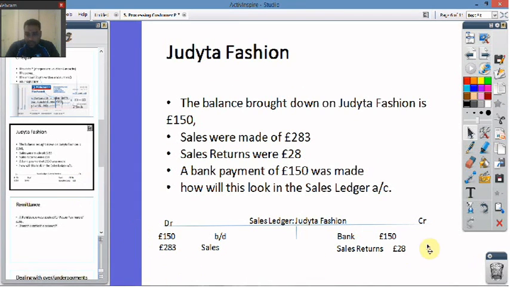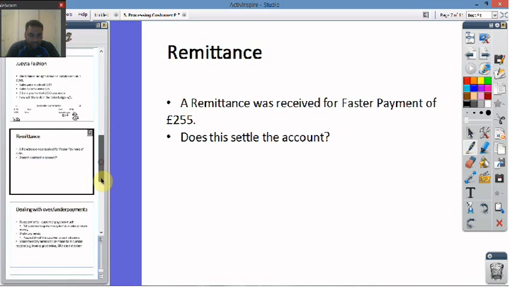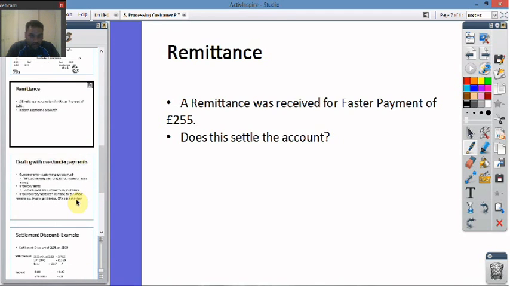Okay, let's have a look at this. Let's balance this off. So this will be 433. Okay, so remittance was received with Faster Payments for 255. Does this settle the account? Yes, it does, because that was 255.